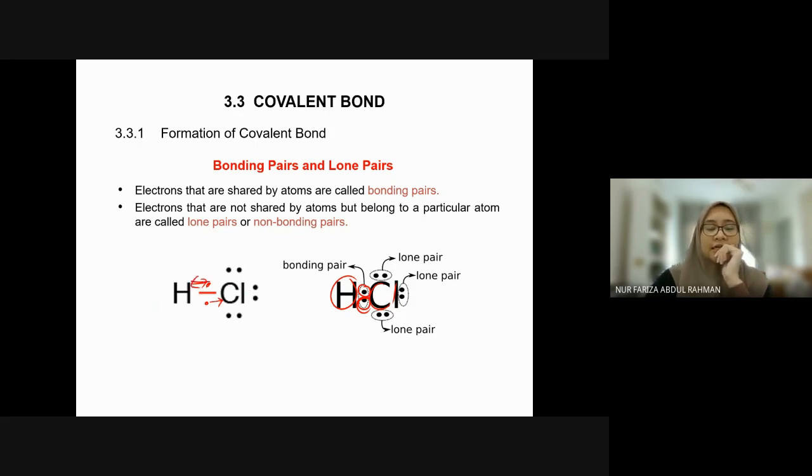So don't alter the original electrons. Hydrogen has only 1 electron. Chlorine on the other hand has 7 electrons, right? So 2, 4, 6, 7. Hydrogen has 1 electron. When they share electrons, hydrogen now has 2 electrons. Cl is the same, Cl has 8 electrons when they start sharing.